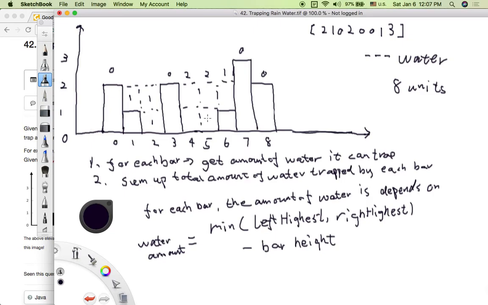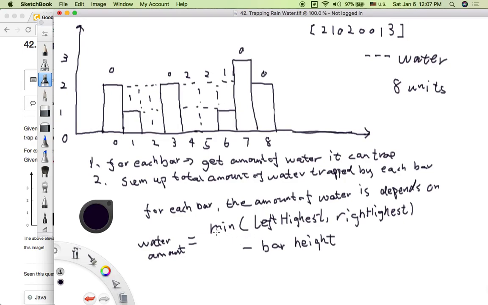So we see that for each individual bar, if it can hold some water, the water is always held at the top of the bar, and we get the total units of water.